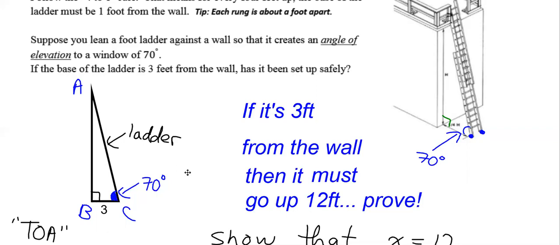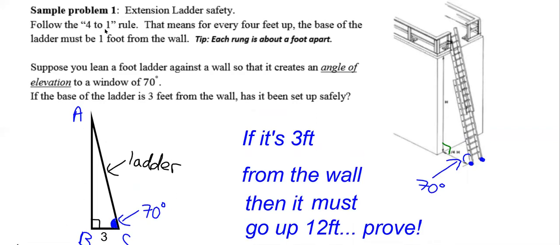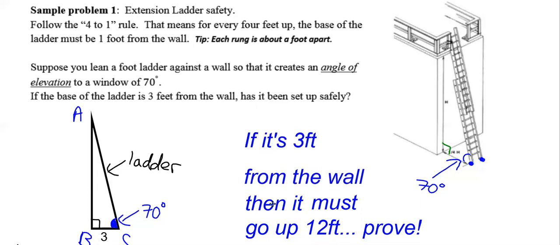So if you're going to use the primary trig ratios, you need a little bit extra information other than just the angle, especially if you're trying to answer this question. Has it been set up safely? So what you're trying to do is determine if the ratio of the 3 here to the height fits this 4-to-1 rule. Now, if it's a 4-to-1 rule, if this base is 3, and we're using this as the same ratio, it's 4-to-1, then this cannot be more than 4 times as much, or should be about 4 times as much, which is 12. So if it's 3 feet from the wall, then it must go up 12 feet, and you're asked to prove this.